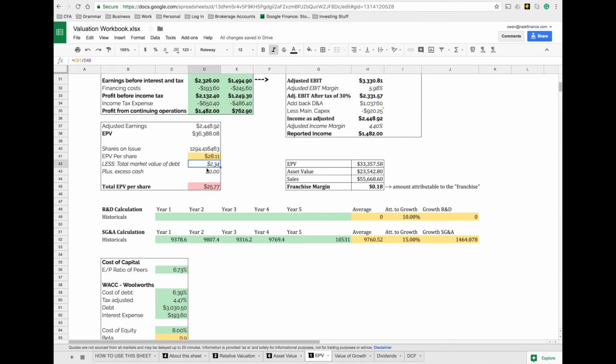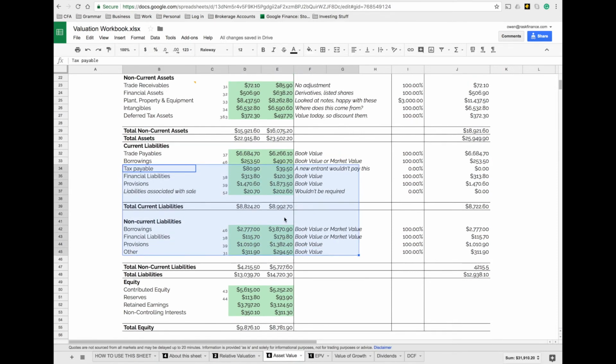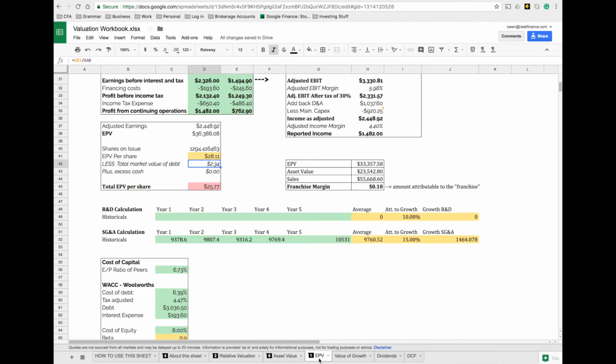Then what we have to do is subtract total market value of debt and any excess cash. Why do we do this? Well, you'll remember back from the asset valuation that we did that we subtracted all liabilities, including debt, from the assets to arrive at a valuation. So just to be fair and compare the EPV figure, which we've just calculated, to the asset value, we need to subtract the debt as well from this figure, which is just there.